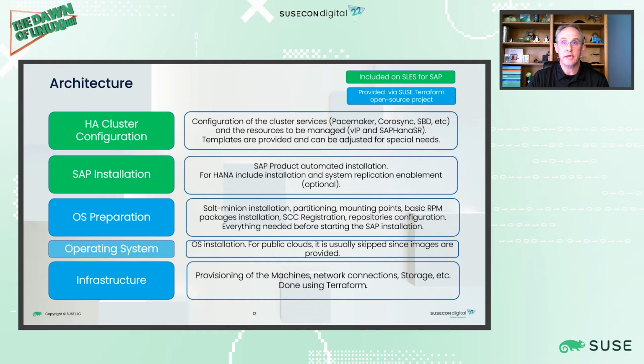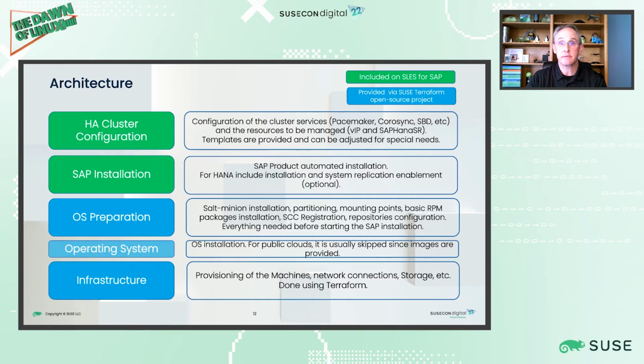Here is a high-level architecture that describes the components within the automation. Let's start at the bottom and work up. The blue signifies the components that are provided by the SUSE Terraform and SALT open source project. Terraform is responsible for communicating with IBM Cloud to provision each Power Virtual Server. This includes the network connections and storage provisioning.